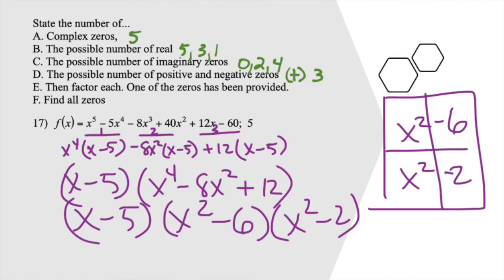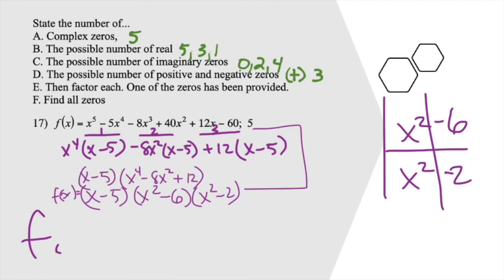Yes, those are the factors. So f of x equals. Let's just put the f of x. If it didn't say write it as an equation, I wouldn't write it. Okay. The zeros are easy once you've gotten here.